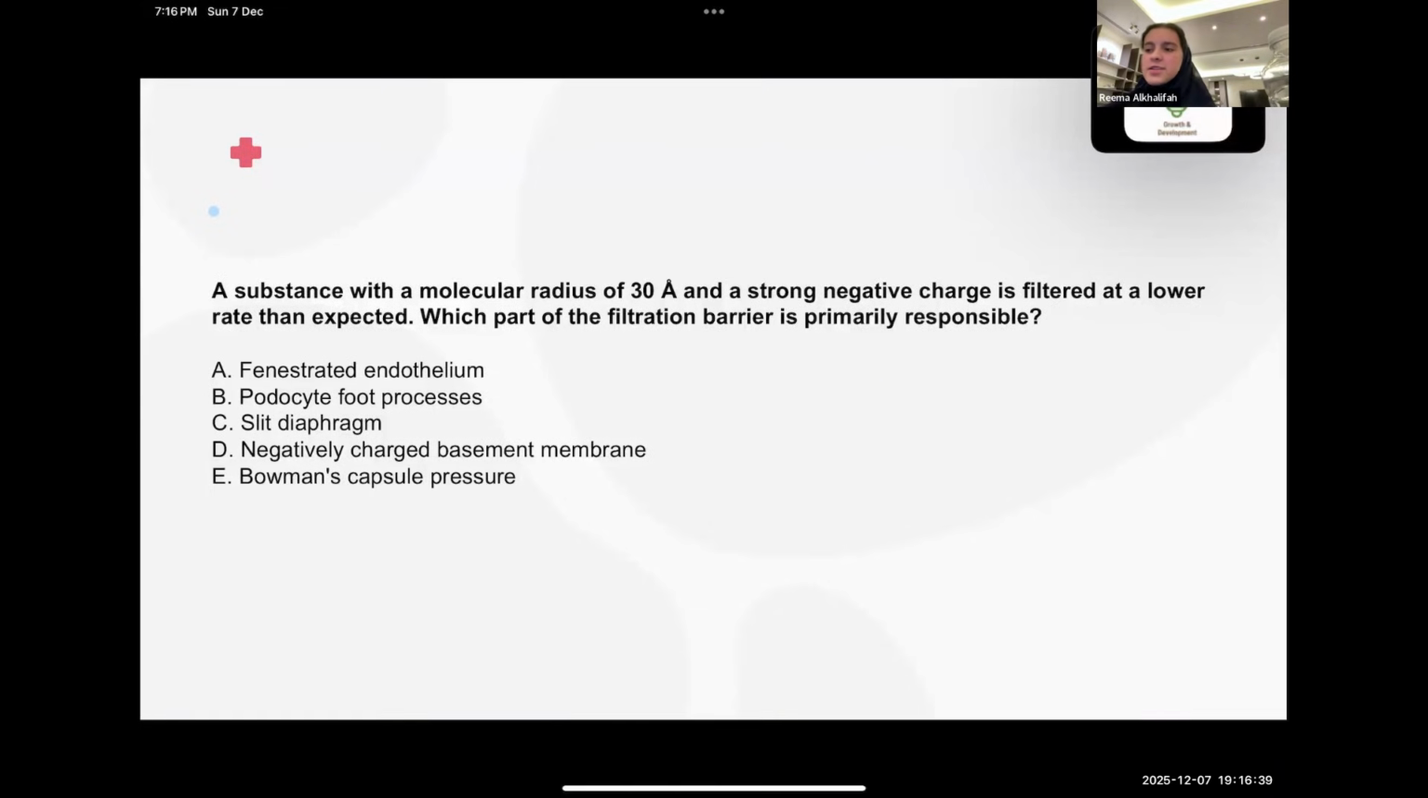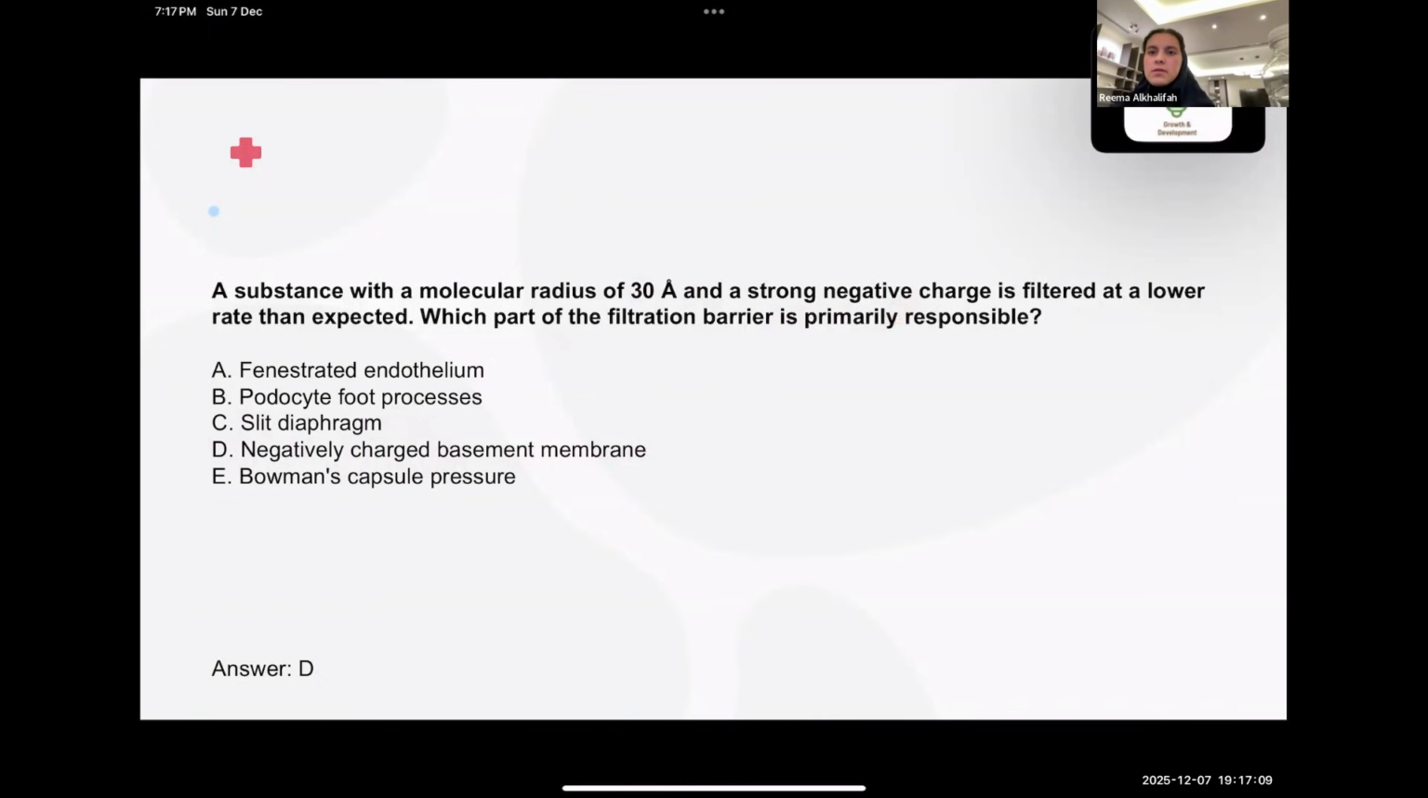Okay, so the answer is D. Negatively charged basement membrane. So we're applying the same concept as the previous question. A and B are more size selective, and specifically choice D specified that it's negatively charged, and this is what is emphasized. This is what primarily allows the selectivity of negative or positive charges along the membrane.